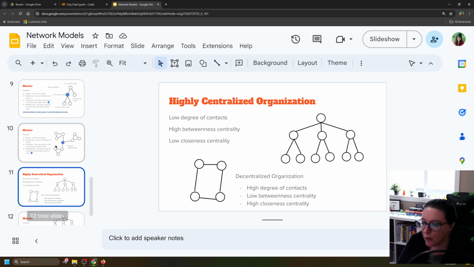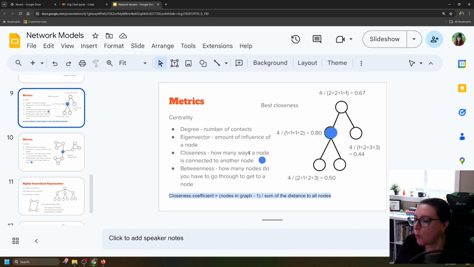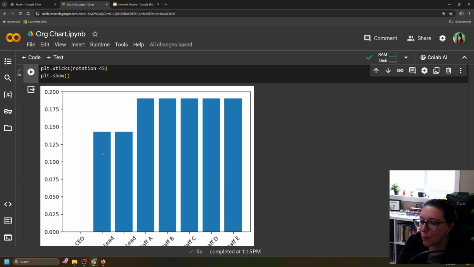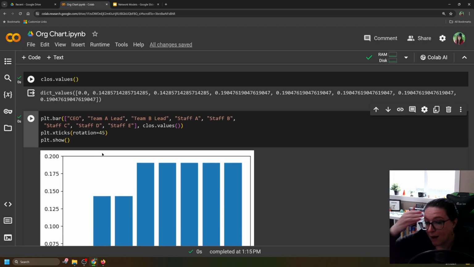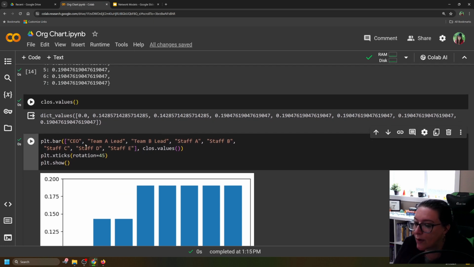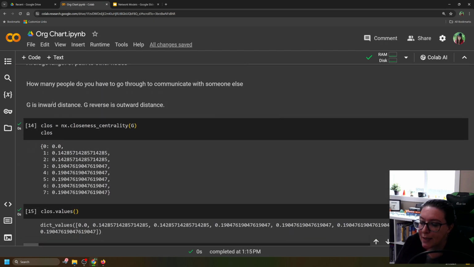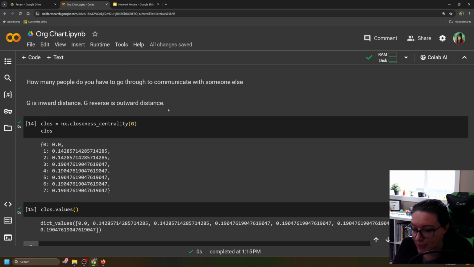Okay. And when we look at our closeness centrality, we're looking at how many ways a node is connected to another node. So in a setup like this one here, the one with the best closeness is this one here, because it only has the shortest paths to a lot of people, as opposed to the other ones where it is much further away. So we need to consider with our closeness who has the best closeness, and whether it is more appropriate to do an inward distance or an outward distance.